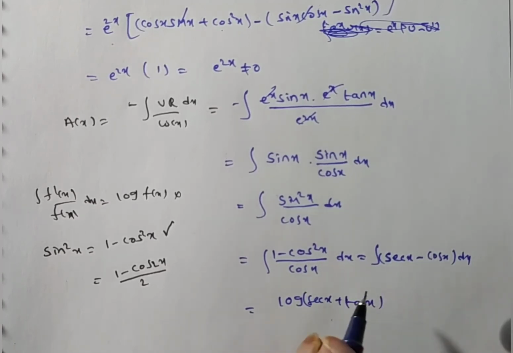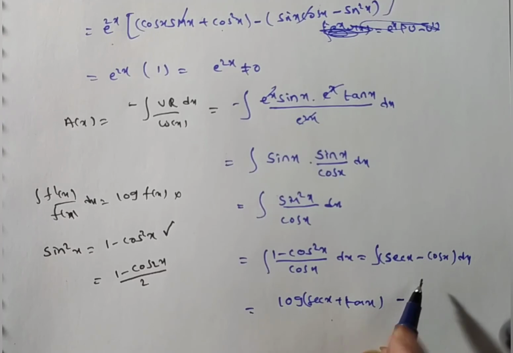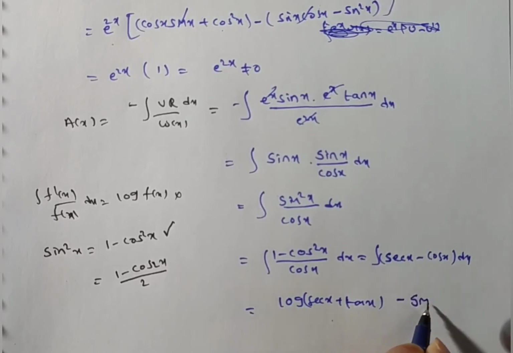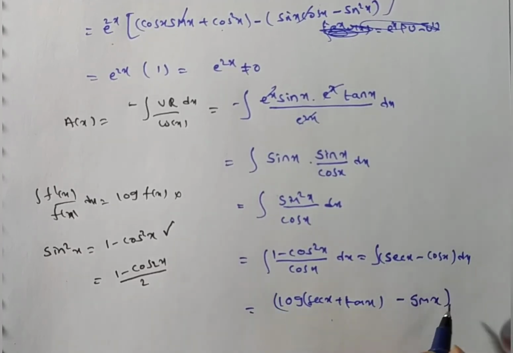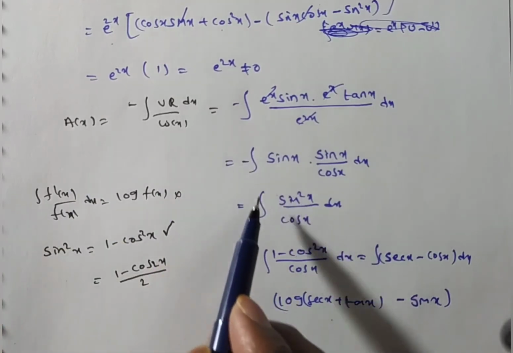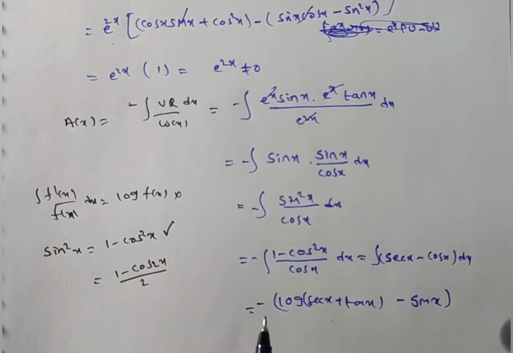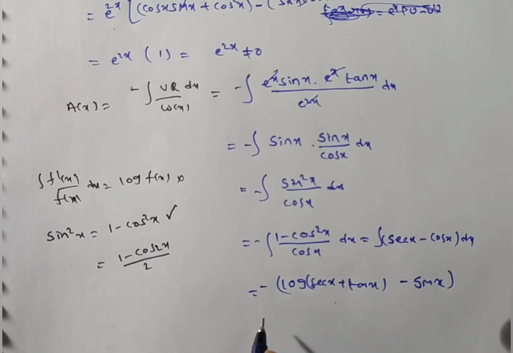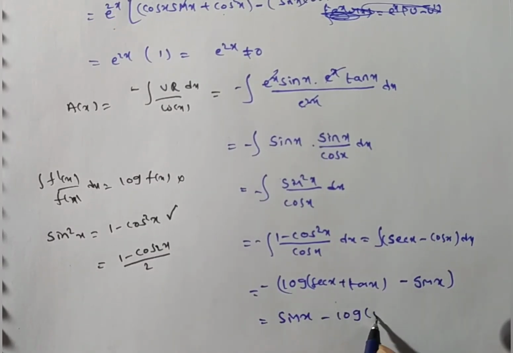This is the integral of secant x minus the integral of cos x, and the integration of cos x is just sin x. But here you see friends, outside you have a minus sign. So minus, minus, minus, so this is minus. Then this will become sin x minus log of secant x plus tan x.